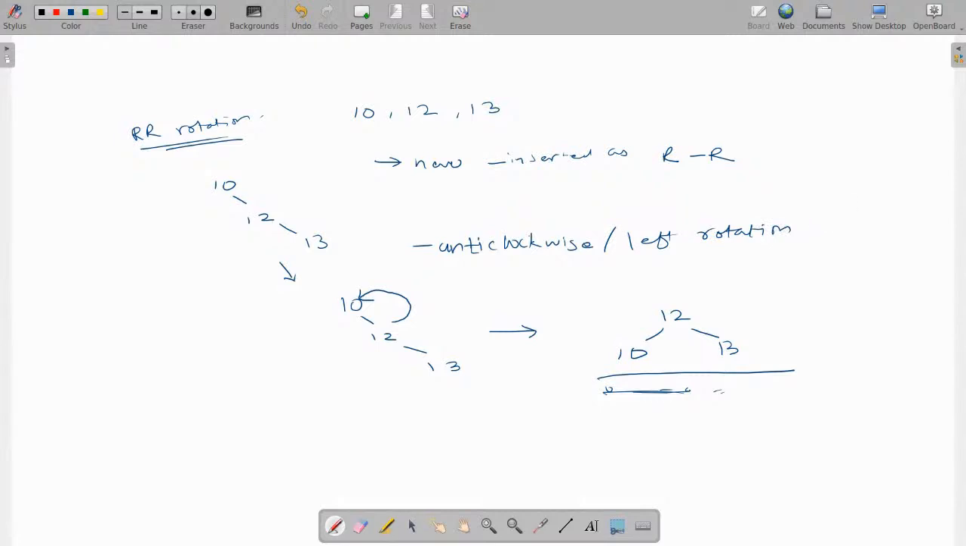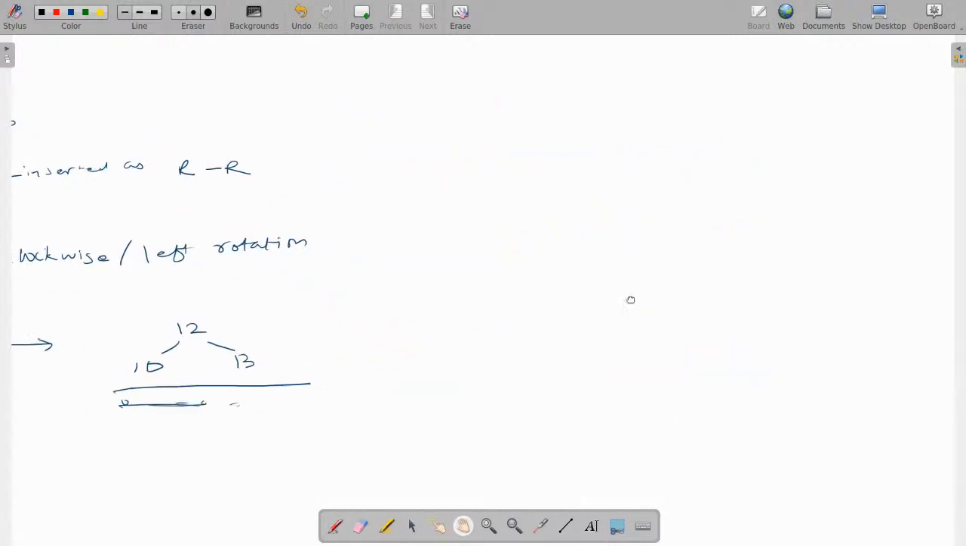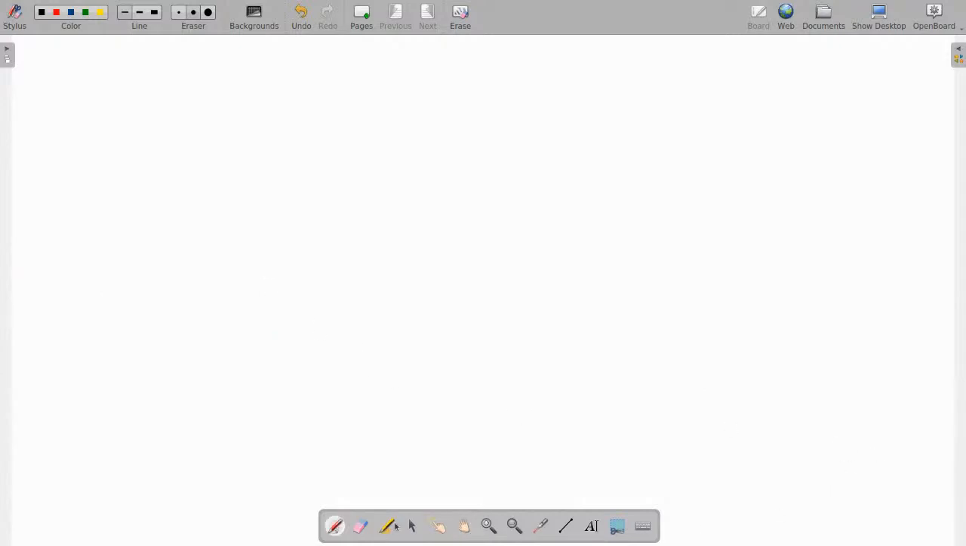Any doubts still here? So this is how a binary search tree is balanced when the new element inserted in the right child disturbs the balanced nature. Now the second rotation is known as LL rotation, or right rotation in simpler terms. Left-left, I remember it as a right rotation. This is how I remember it.